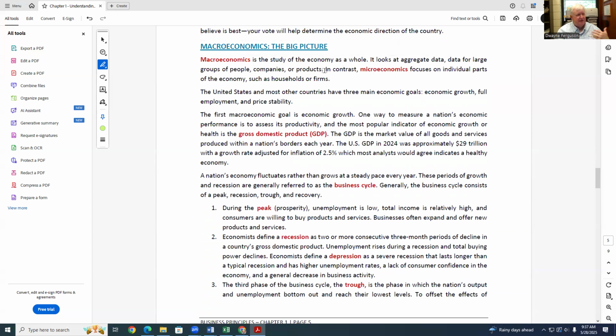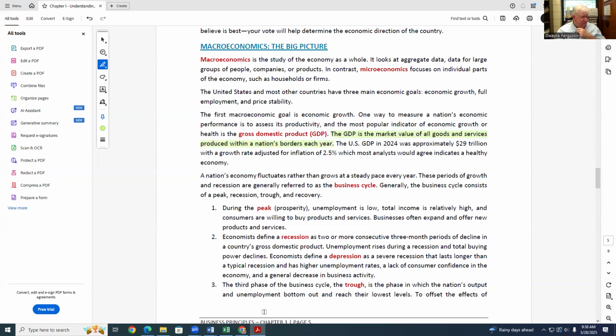Macroeconomics is just looking at the economy as a whole. How do we know our economy is functioning well or not? Well, one of the ways you can do it is look at our GDP. How much do we produce? So this is the definition. GDP is the market value of all goods and services produced within a nation's border in a year.